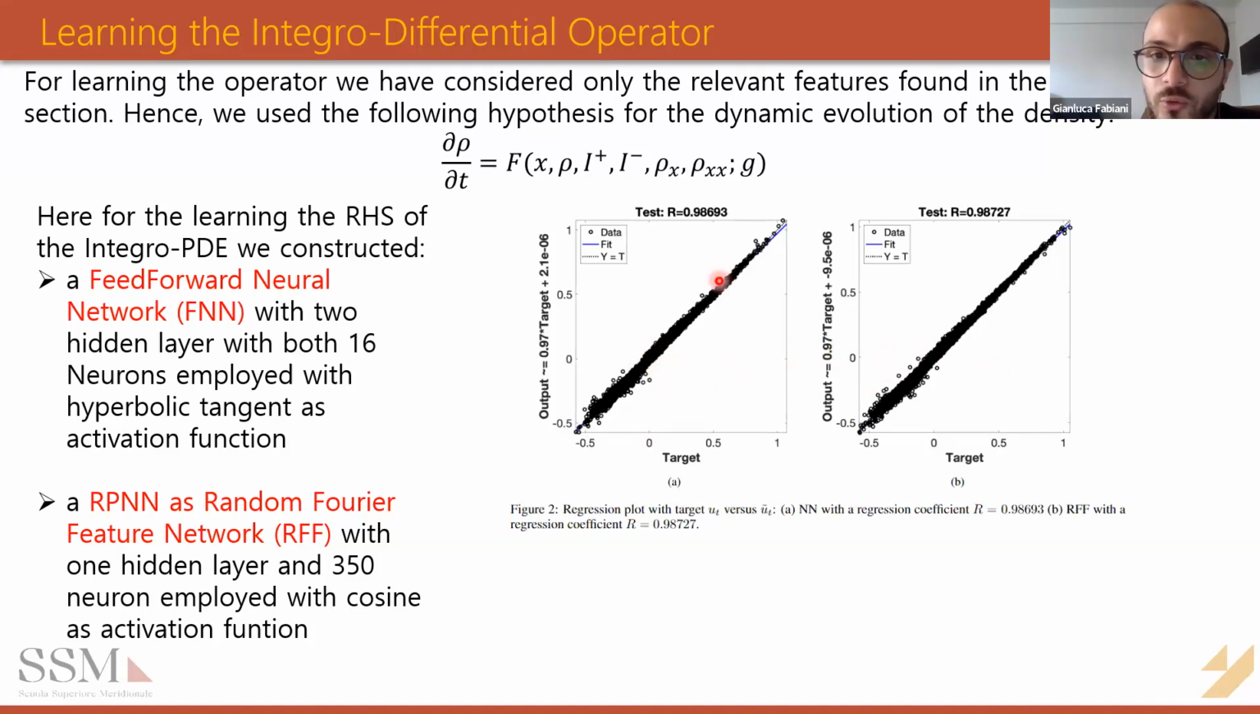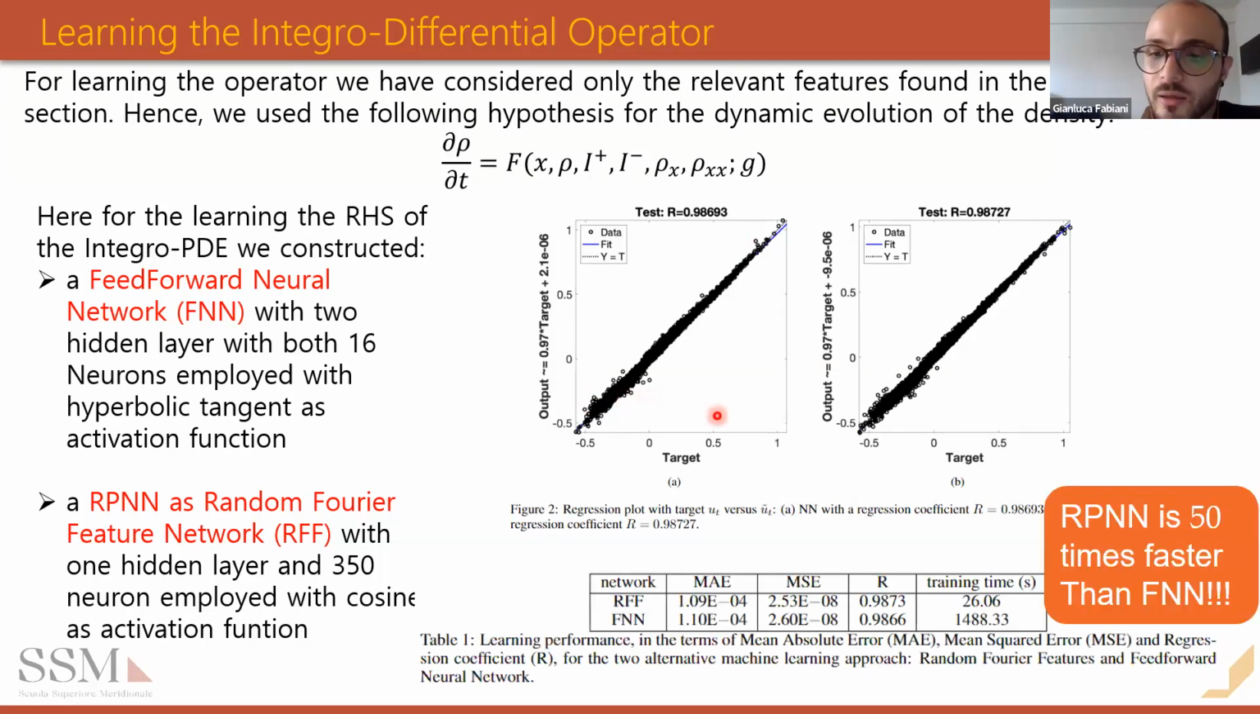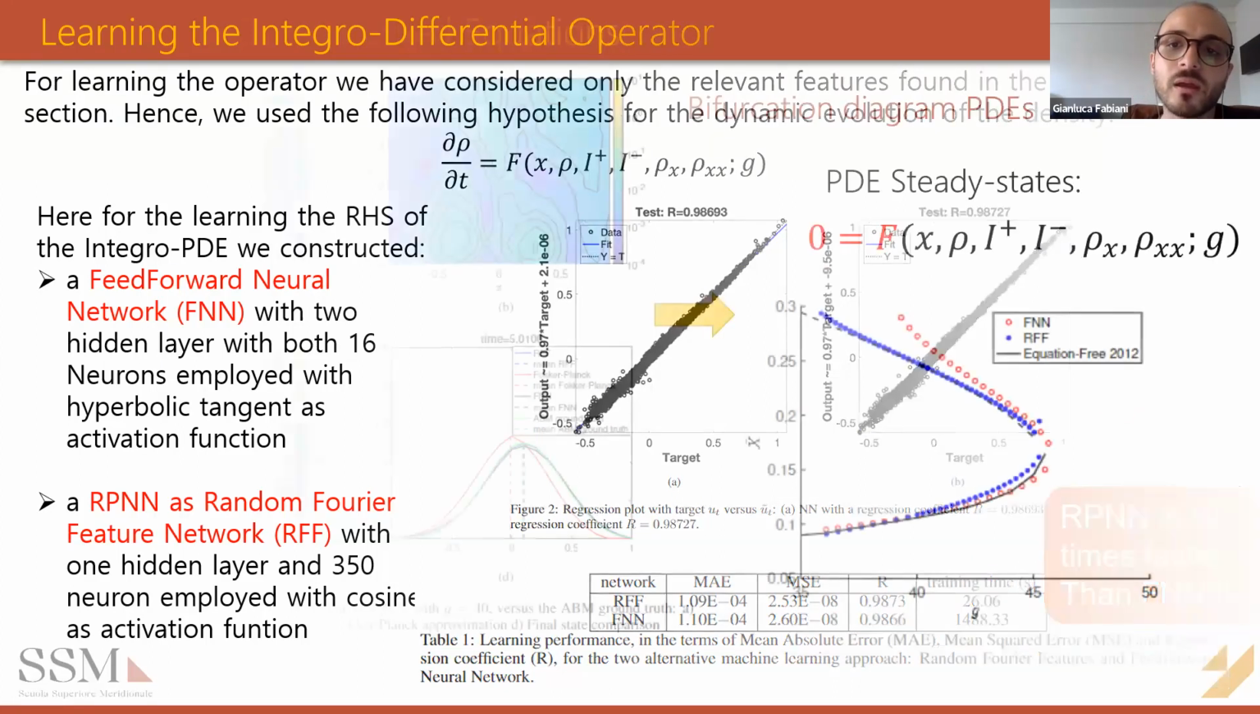The small error that you can see is because we still have some noise in the evolution of the PDE. The only difference, in terms of training time, is that we can get a solution with the random projection network in just 26 seconds, while the feed-forward neural network required 1,400 seconds. So again, this resulted in being 50 times faster than the feed-forward neural network.